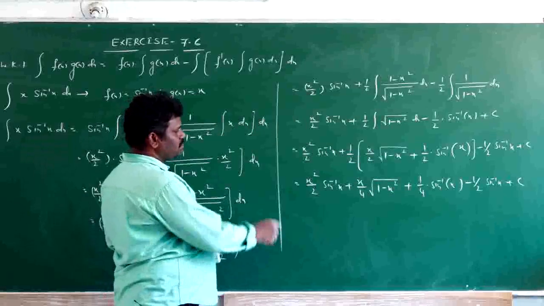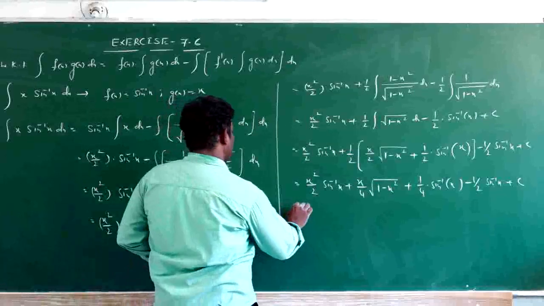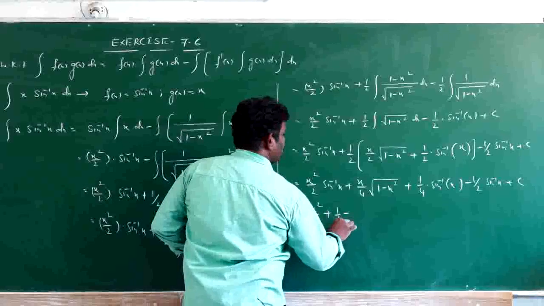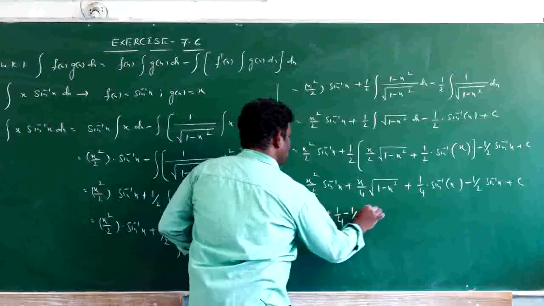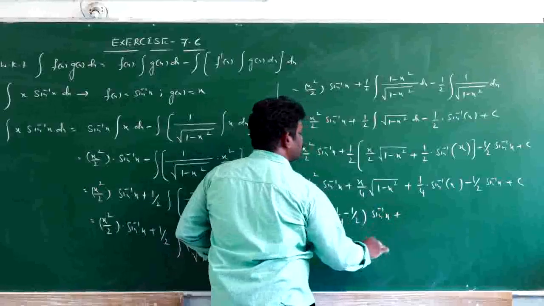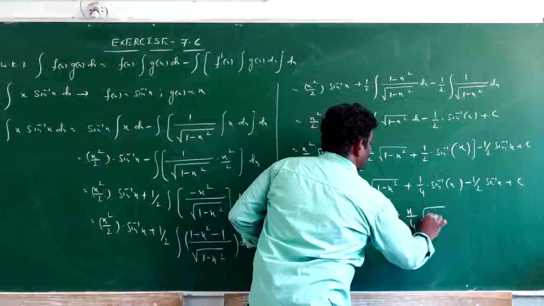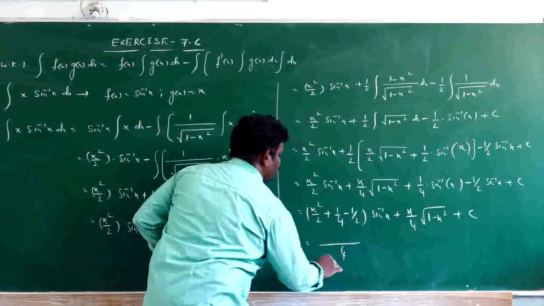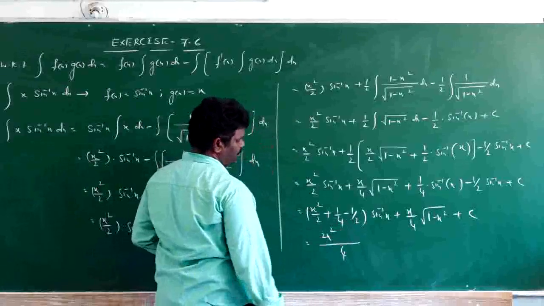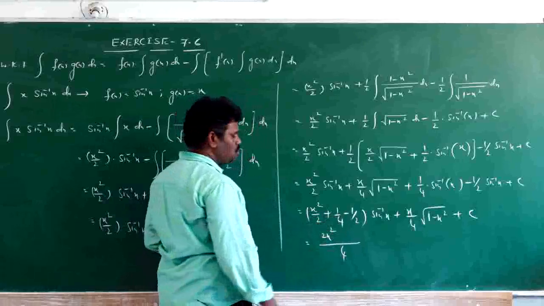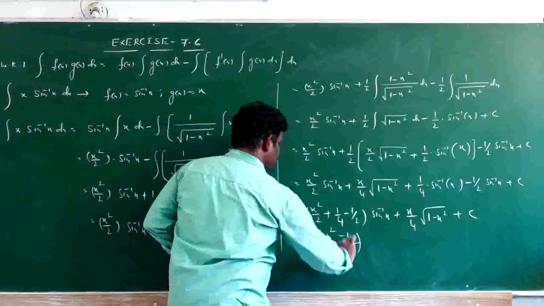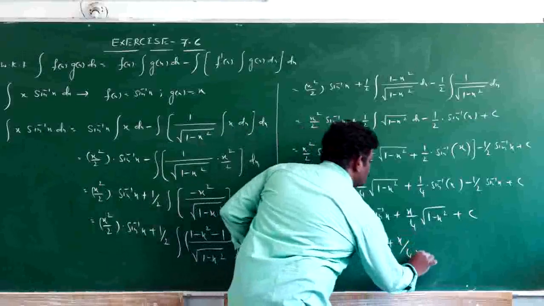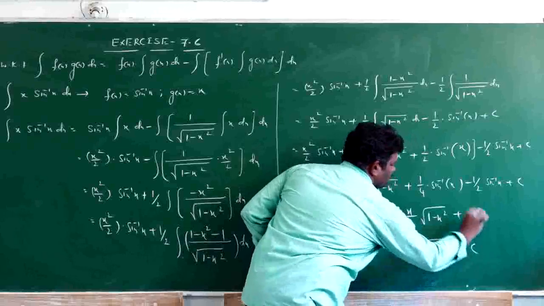Now here, see, sine inverse of x is common. So x square by 2 plus 1 by 4 minus 1 by 2, times sine inverse x, plus x by 4 root of 1 minus x square plus c. Here, if you take the LCM, it is 4: 2x square, then 1 minus 2, and 1 minus 2 means minus 1. So it is minus 1 into sine inverse x plus x by 4 square root of 1 minus x square plus c.